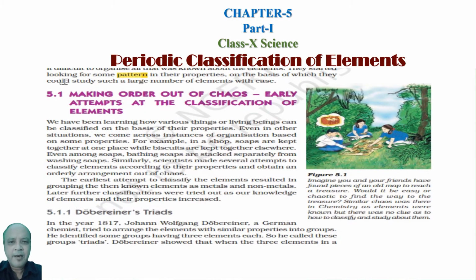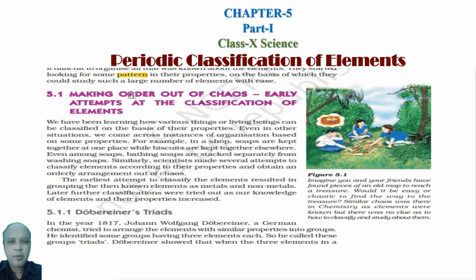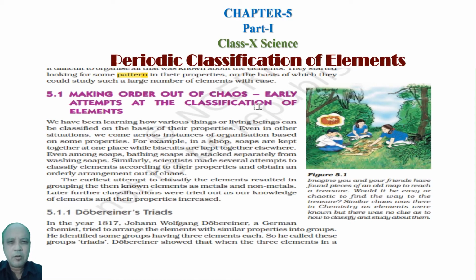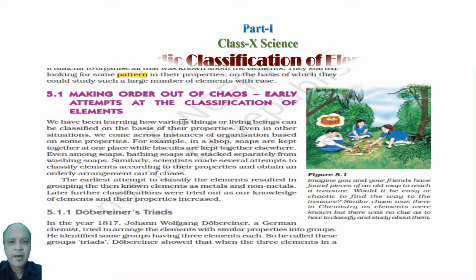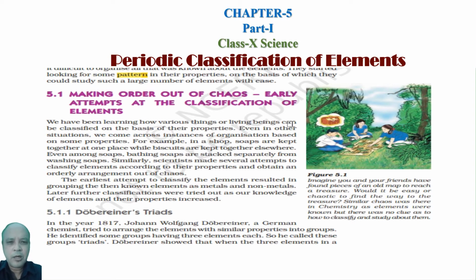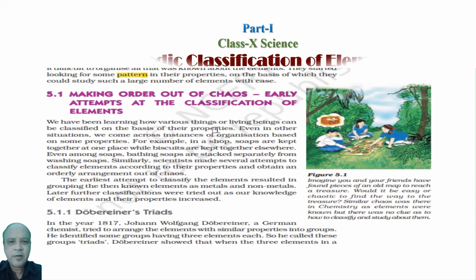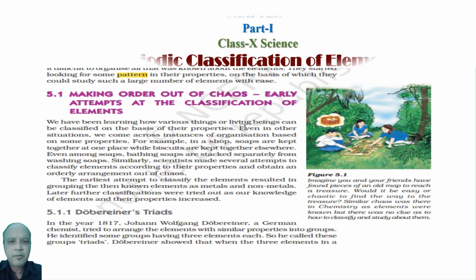Next we are going to study making order out of chaos. Chaos means making order from haphazardly scattered things. So, making order out of chaos: early attempts at the classification of elements. We have been learning that various things or living beings can be classified on the basis of their properties.